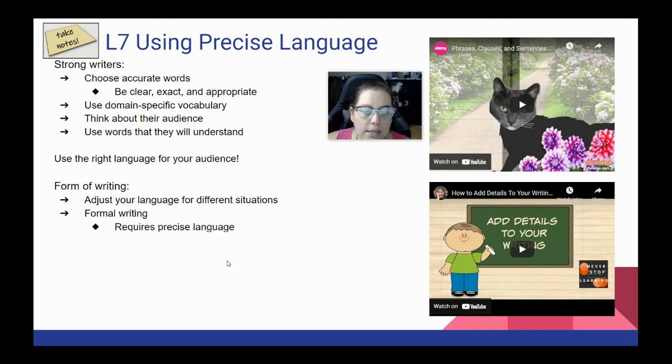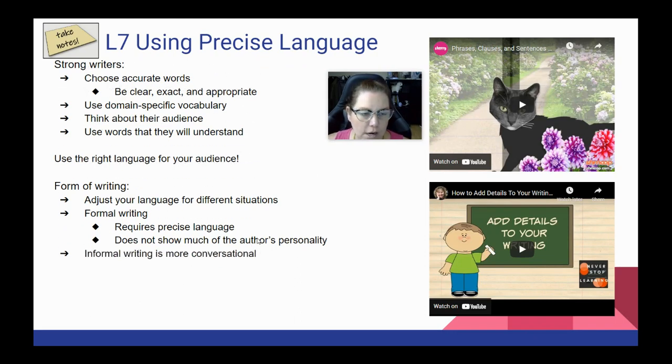Remember, in formal writing, this requires precise language. It does not show much of the author's personality. You are giving information about a subject, so you're not giving an opinion. So you don't need the word I in there. You don't need you in there either to refer to your audience.